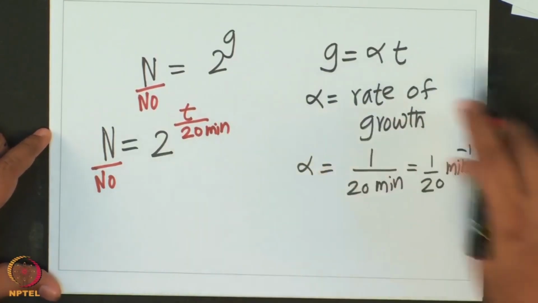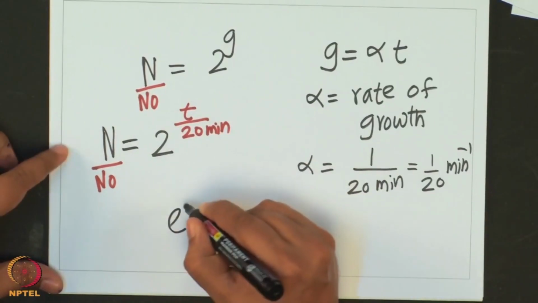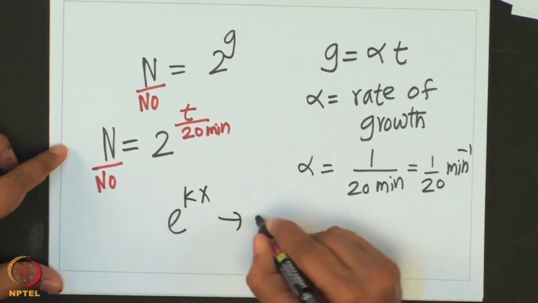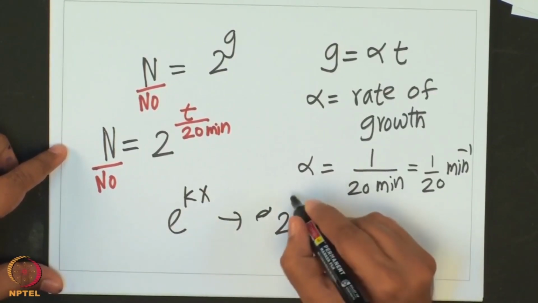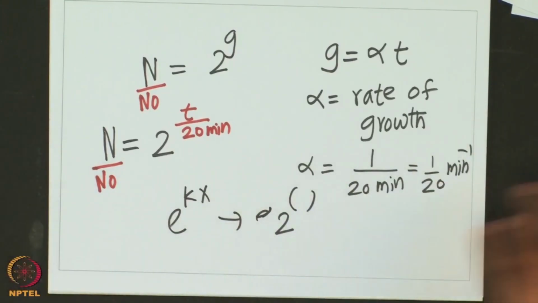So there are different ways of doing this. Think about it. Any exponential function e^(kx) can also be converted to 2 to the power of something else, as we saw, and we can deal with this.